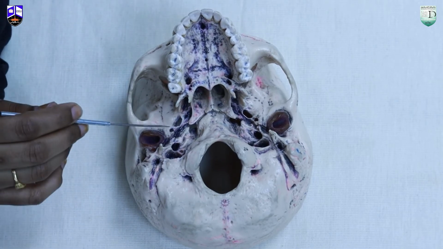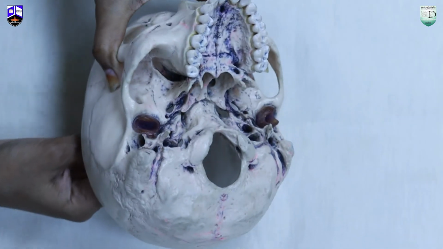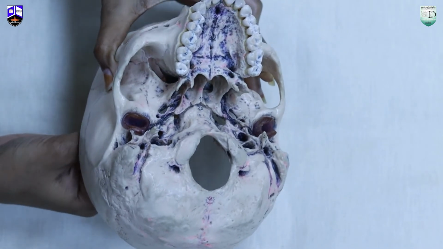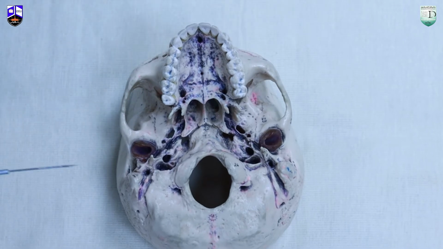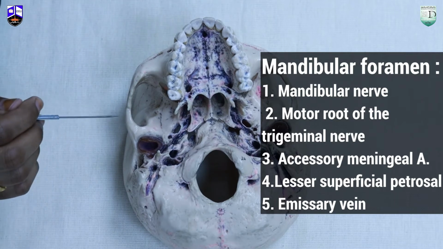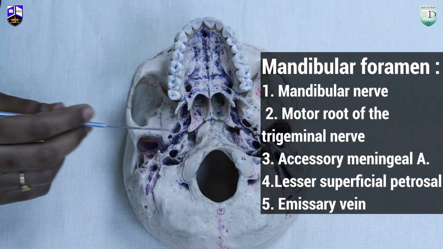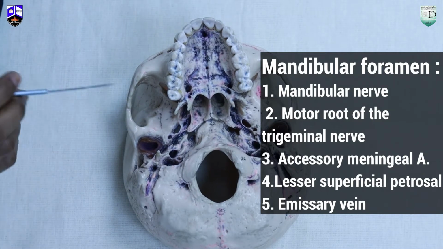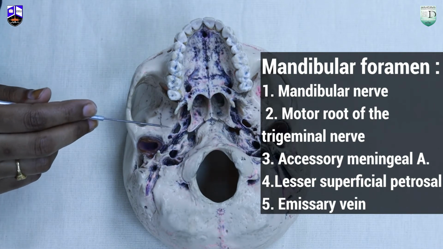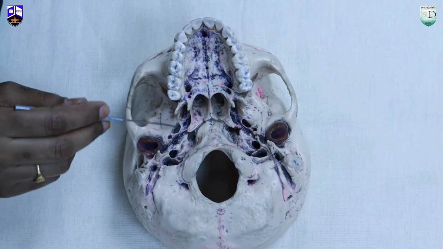Anteromedial to the foramen spinosum is a larger oval foramen. This is known as the foramen ovale. This foramen ovale connects to the middle cranial fossa, and it gives passage to a number of structures. These are the mandibular division of the trigeminal nerve, as well as the motor root of the trigeminal nerve, the accessory meningeal artery, the lesser superficial petrosal nerve, and an emissary vein connecting the pterygoid venous plexus with the cavernous sinus. So this is the foramen ovale.